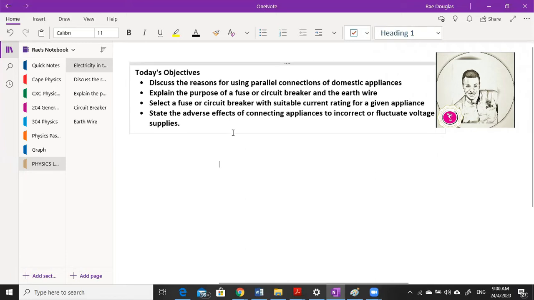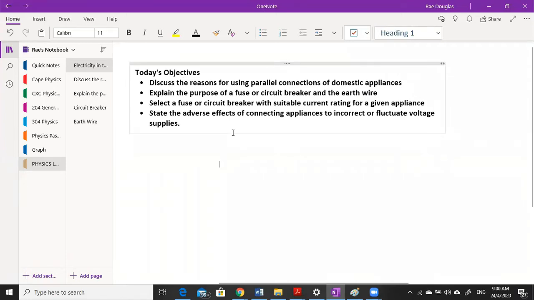But in the essence of time, as you can see my screen, these are the objectives. Hopefully I will be able to cover all of them because I believe we only have 1 hour to do this lesson for today.